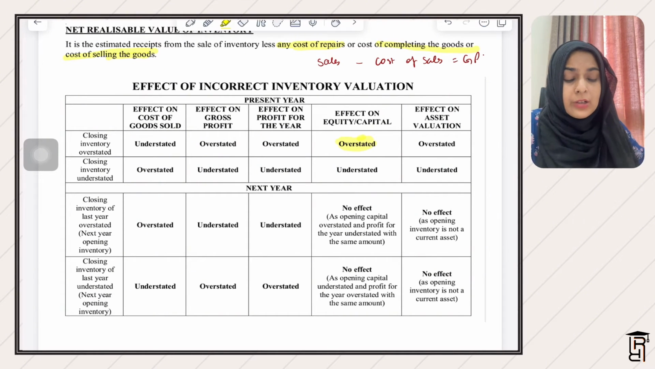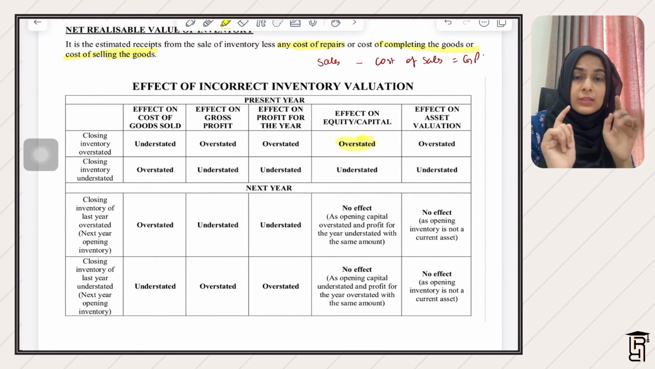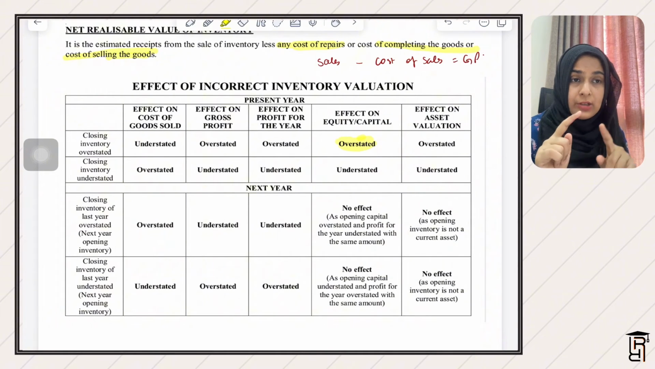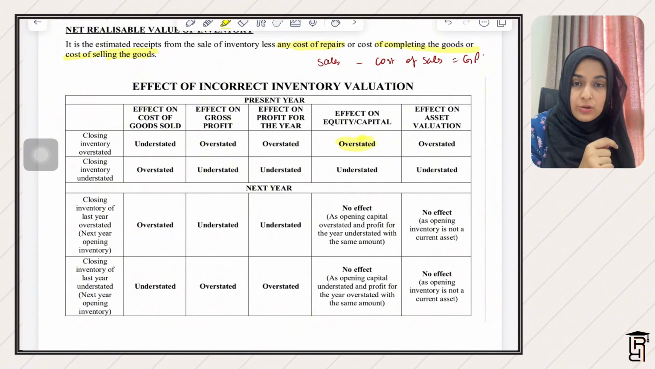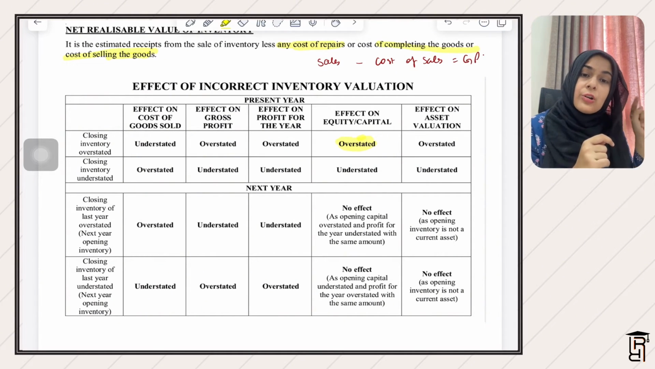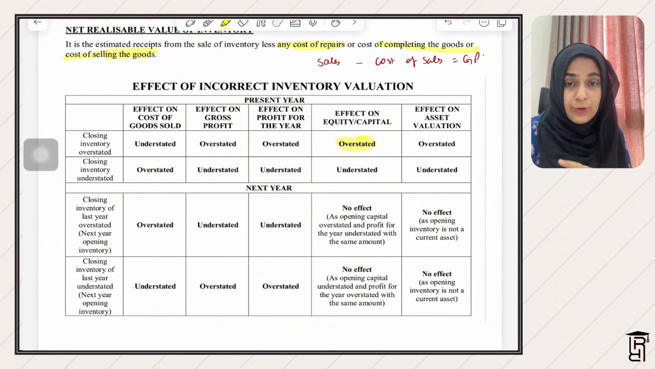Then if you are understating closing inventory, that means you are subtracting a smaller number in the cost of sales section. If you're subtracting a lesser number, that means you are overstating cost of sales, and therefore you're understating gross profit. So like I told you, closing inventory has a direct relationship with the gross profit.